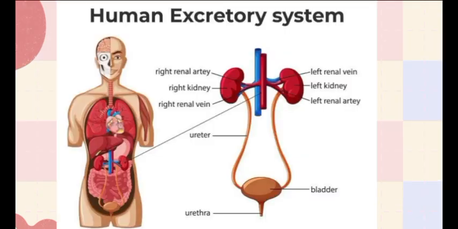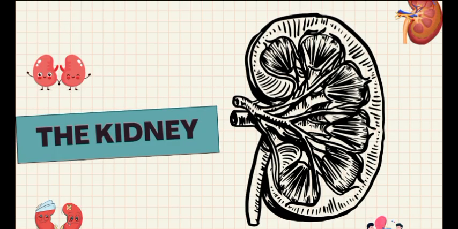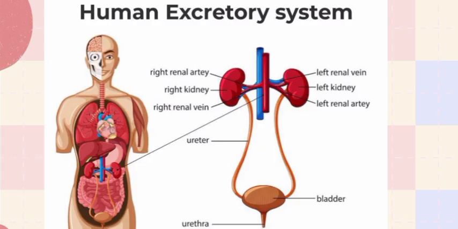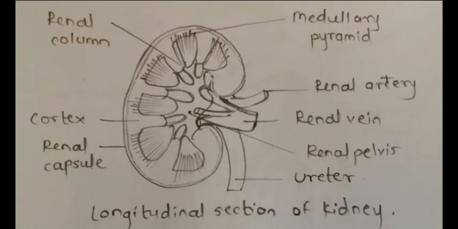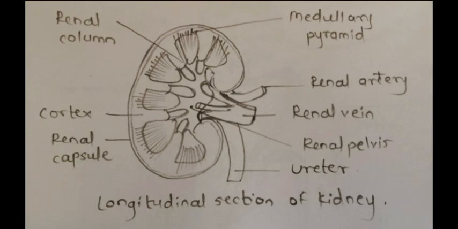So the major components of the urinary system are the kidney, the ureters, which are the tubules, and the urethra, which is the final outlet where the urine is eliminated from the body. Now, I want you to look at another diagram, a longitudinal section of the kidney.